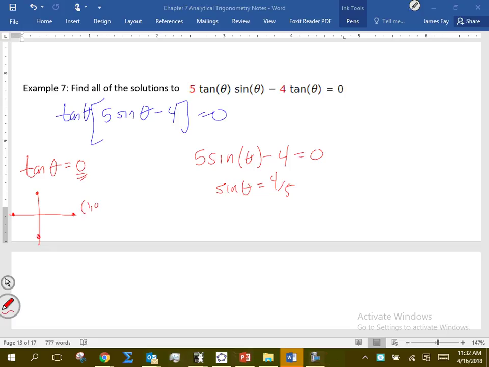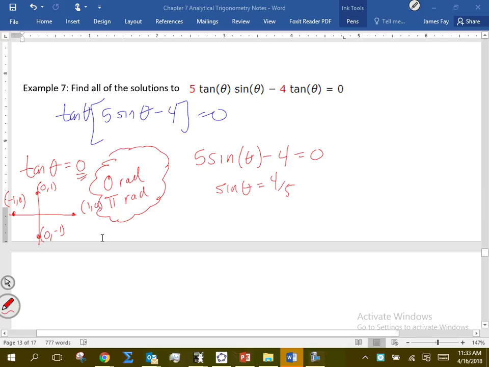Here I get 1 comma 0, right? Can I do that division for sine divided by cosine? Yes. Okay, so that means that 0 radians is a solution. Can I do that division, sine divided by cosine? No. So where's my other solution? Pi radians, right? Does that make sense? So those are your two solutions right now for tangent theta equals 0. And then for the same reason, I can't do that one because I get division by 0. Okay.